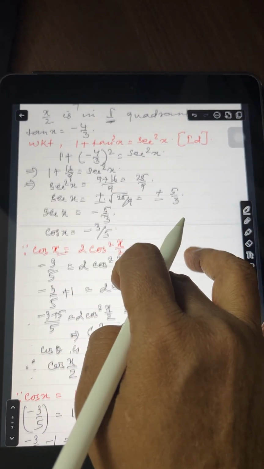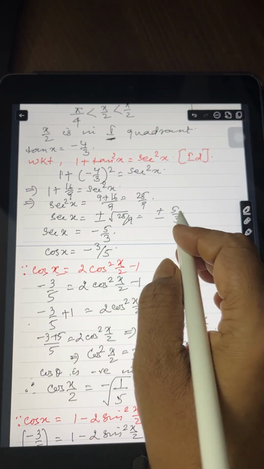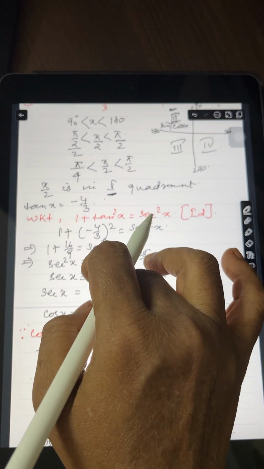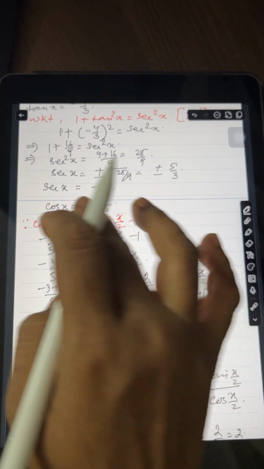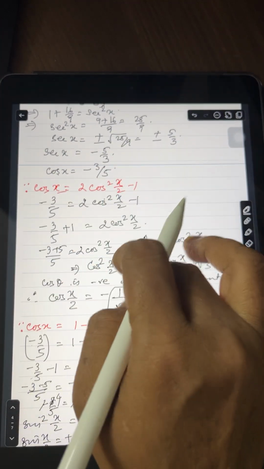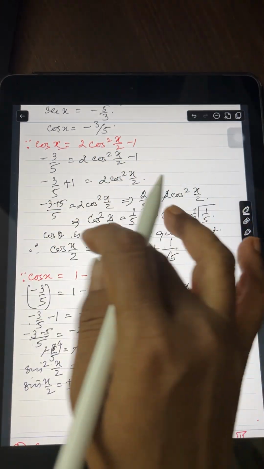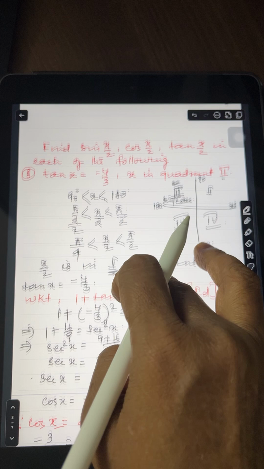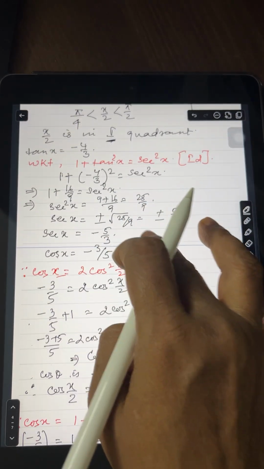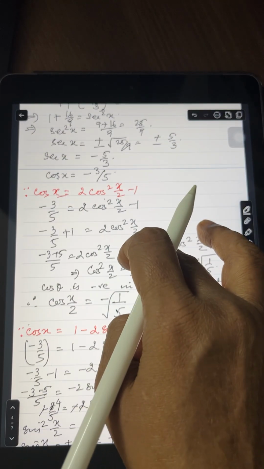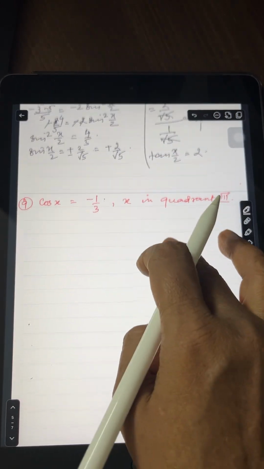Now I think I'm right. Did I make any mistake in finding out if it's plus or minus? Here x is in the second quadrant. So in the second quadrant, secant is negative. So you got this one. And here cos x will also be negative. Then this is correct. All are correct only. Okay.